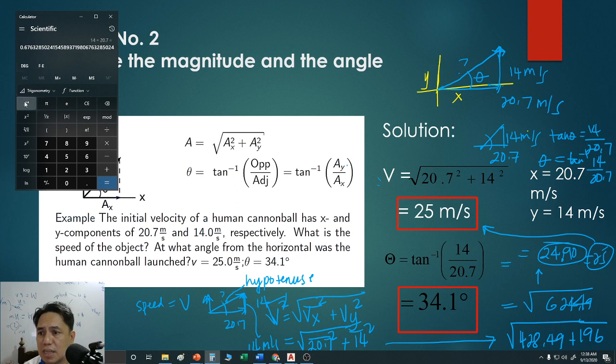What are we going to do with that? We get the inverse tangent. So we have the second function, then trigonometry, tangent. Where is the tangent? Here.